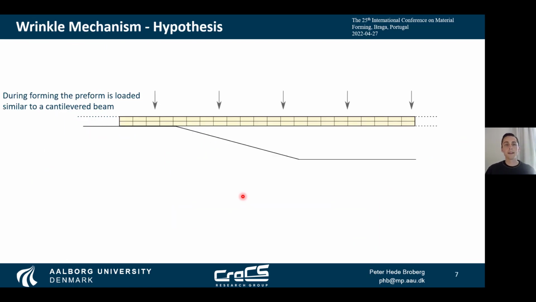To understand why wrinkling occurs when we form this preform, we can consider this very simplified model of the preform. Just prior to forming, the preform is loaded like a cantilevered beam, as you can see up here. That means that the top of the preform will be in tension and the bottom will be in compression due to the bending moment. And we'll also have shear stresses due to the transverse shear forces.